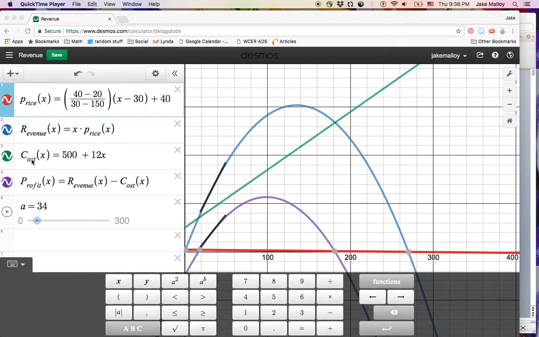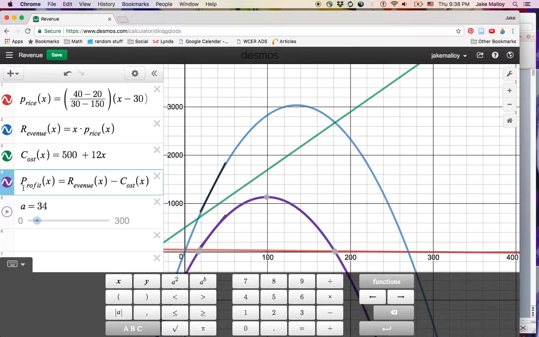Then I also have a cost function. This again is linear, noted in green. So in my cost function, I have cost being 500 plus 12 times the number of units that I sell. And then I have my profit, which is my revenue minus whatever cost I incur.